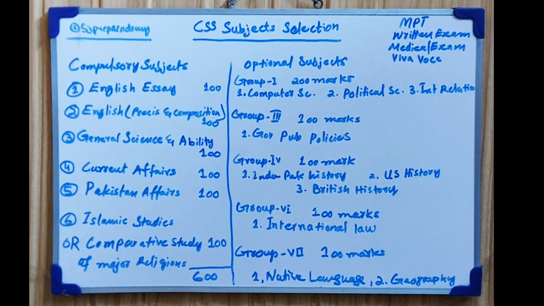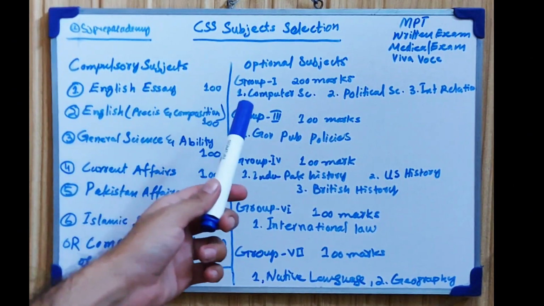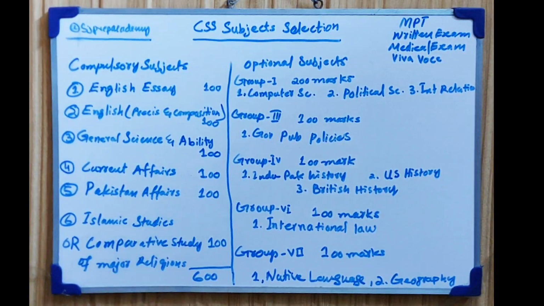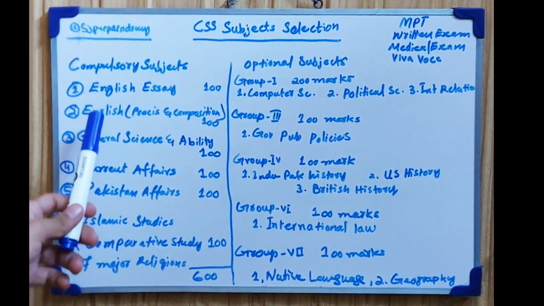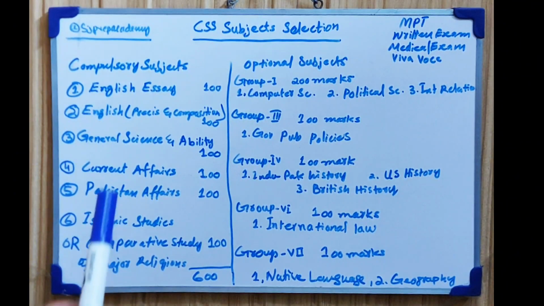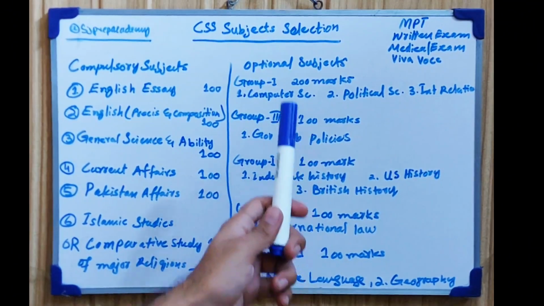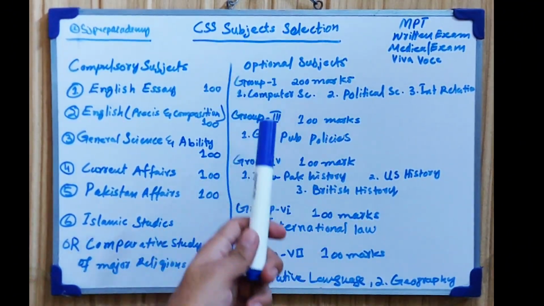Assalamu alaikum guys. In today's video we are going to discuss how to select CSS subjects that are high scoring, easy to learn or remember, or easy to work with. So here is a go through for a CSS exam. There are 6 compulsory subjects that carry 600 marks, and everyone has to give these 6 subjects, and then there are optional subjects that one has to select or opt for himself.